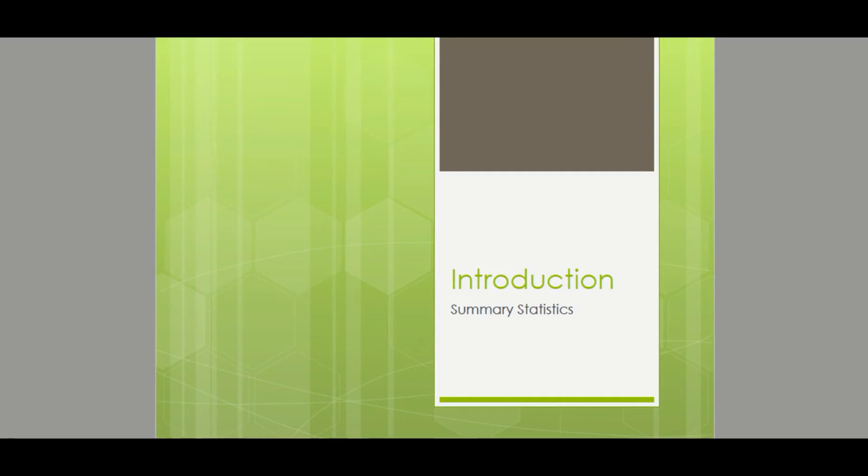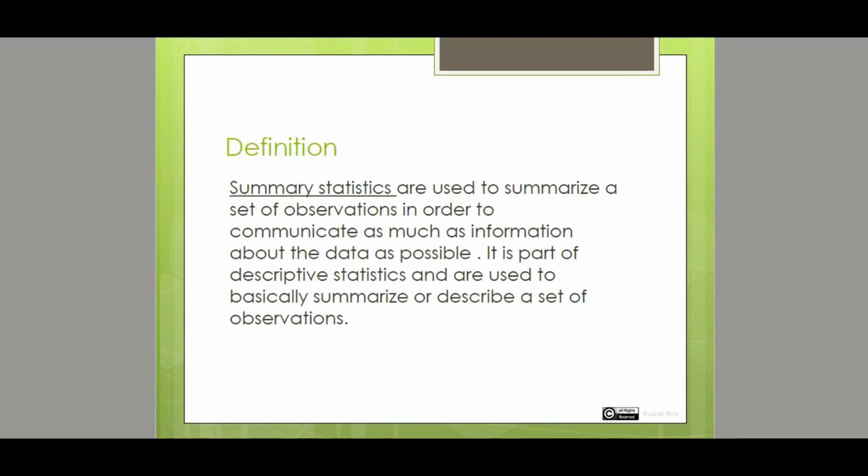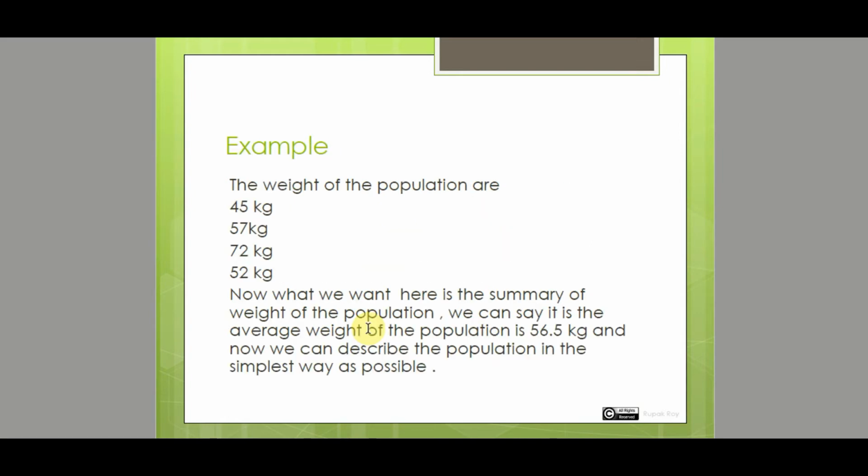In this video, we will learn summary statistics and its types, like central tendency, measures of dispersion, and more in detail. Summary statistics are used to summarize a set of observations in order to communicate as much information about the data as possible. It is a part of descriptive statistics and is used to basically summarize or describe a set of observations. Example: the weights of the population are 45, 57, 72, 52 kilos.